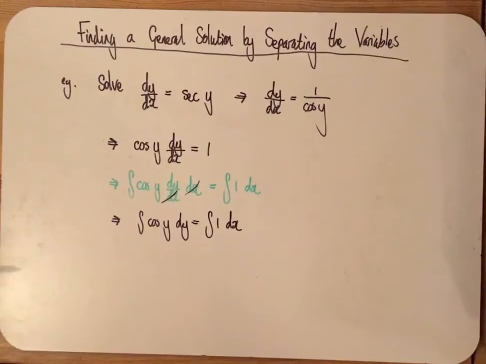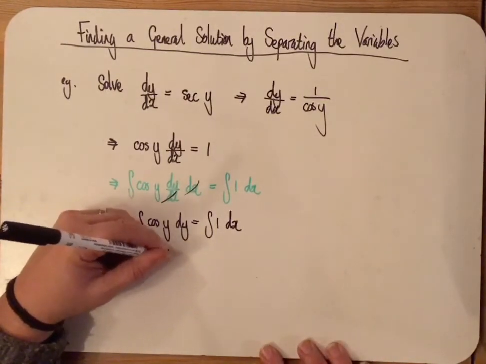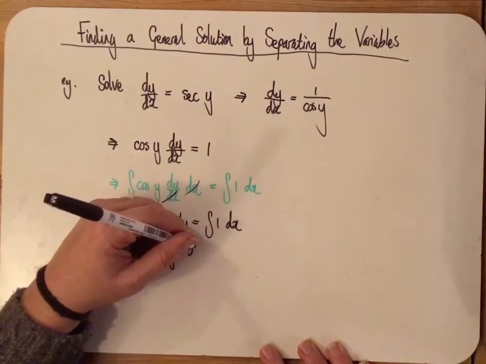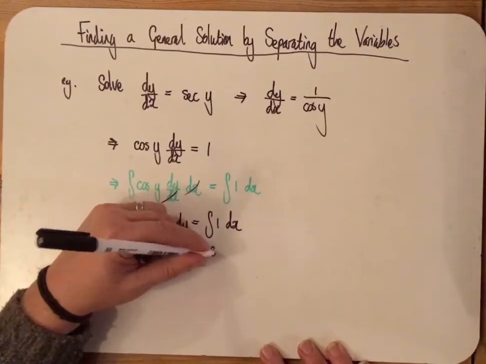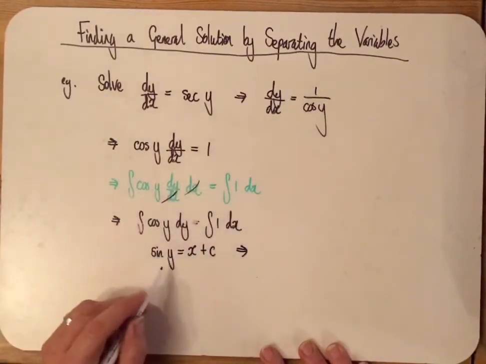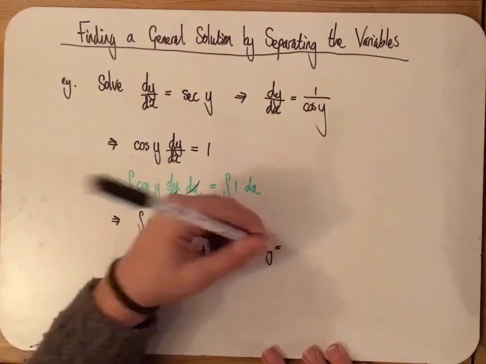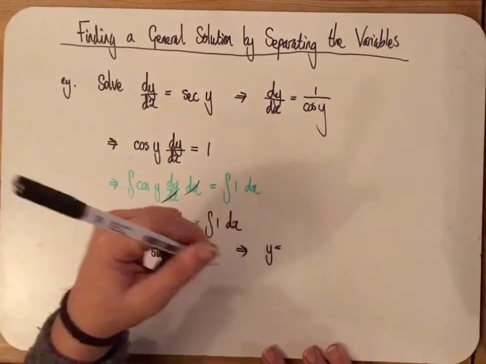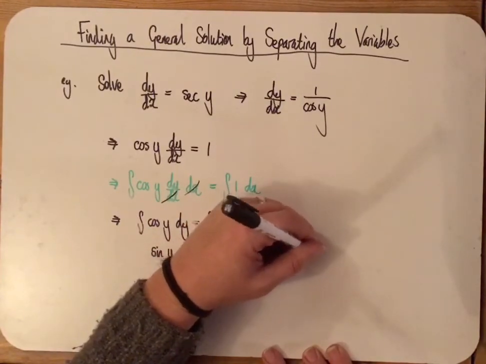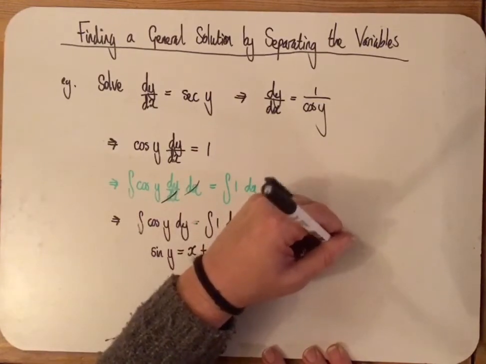When you integrate cos, you get sine. So that's going to sine y. And if I integrate 1 with respect to x, I get x. And then we need plus c. Tend to leave these as y equals. So for this one, I need to undo that sine, and so y equals arc sine of the right hand side, which is x plus c.